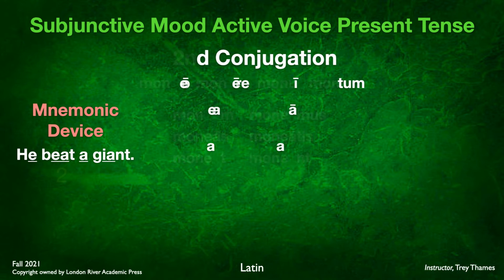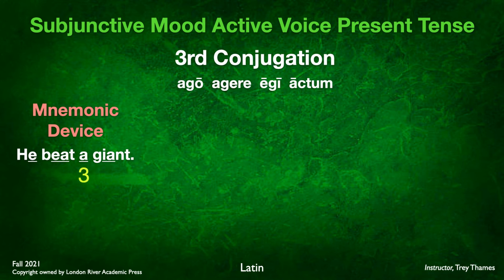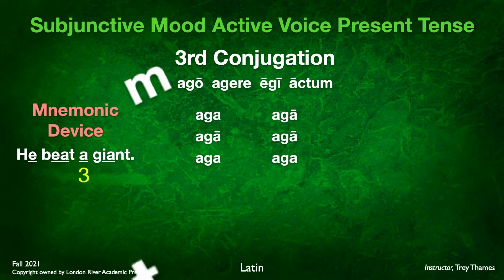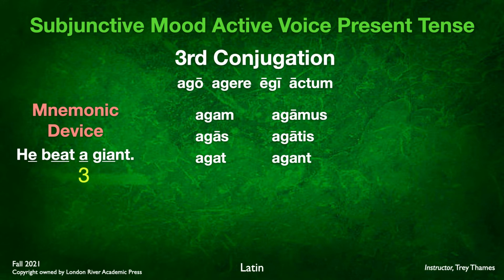Let's look at our third conjugation paradigm verb. Agō, agere, ēgī, āctum. So we're going to take that AGE stem and shift the E to an A. He beat a giant. So we end up with aga, and we add our endings, m, s, t, mus, tis, nt, leaving us with agam, agās, agat, agāmus, agātis, agant.